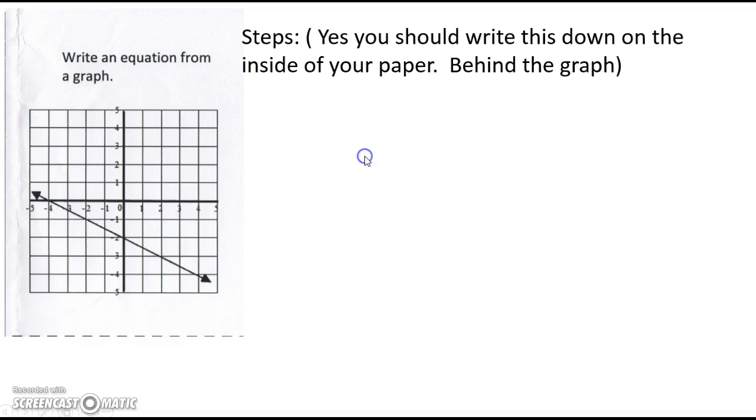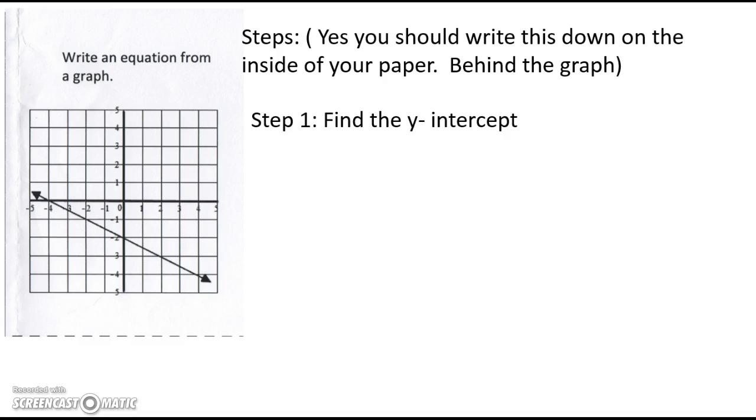Okay, so we're going to write an equation from the graph. This is basically what we did on the yellow paper, so this part wouldn't be very hard for you. You need to write the steps down though. So first, yes, you should write this down on the inside of your paper. So open up the flap with the graph and you're going to write these steps right there, basically behind the graph. Step 1, you're going to find the y-intercept. So you're going to write down, step 1, find the y-intercept.